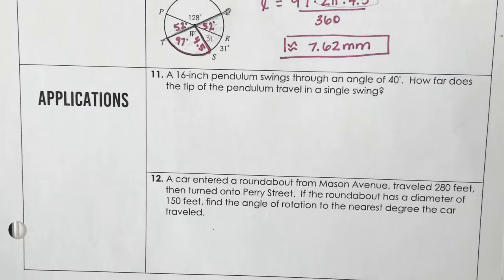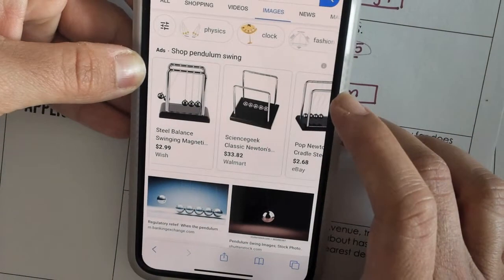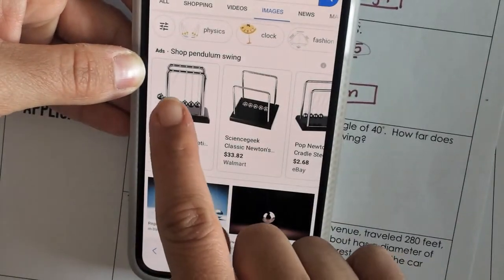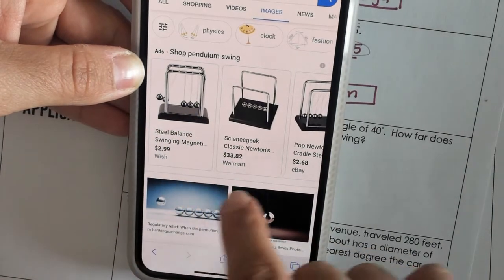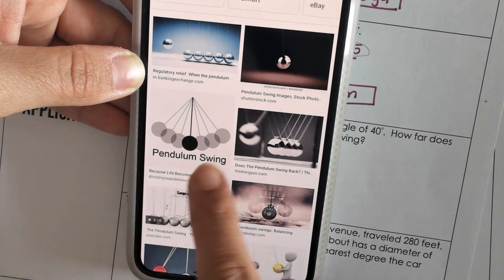Okay, so let's finish off with the two application problems. And we have a pendulum. Maybe I should pull one up on my phone so you can see a picture, and then I'm going to draw one. Here it is. So it's tied to something with a string and it moves around. See? It swings, does its little thing.